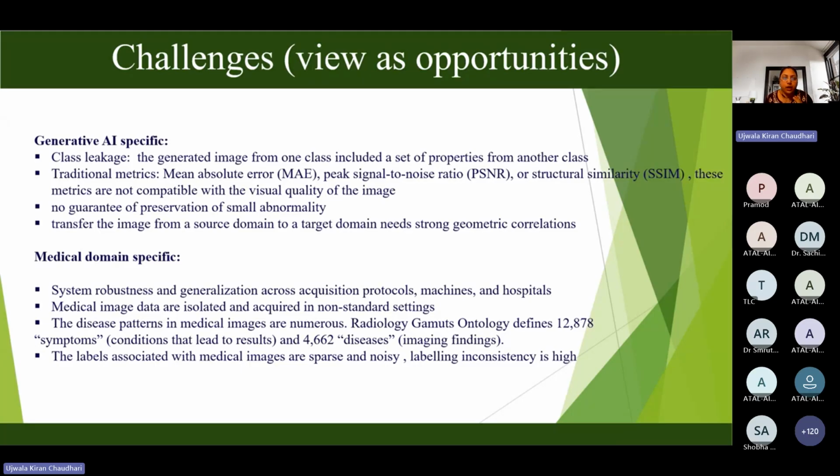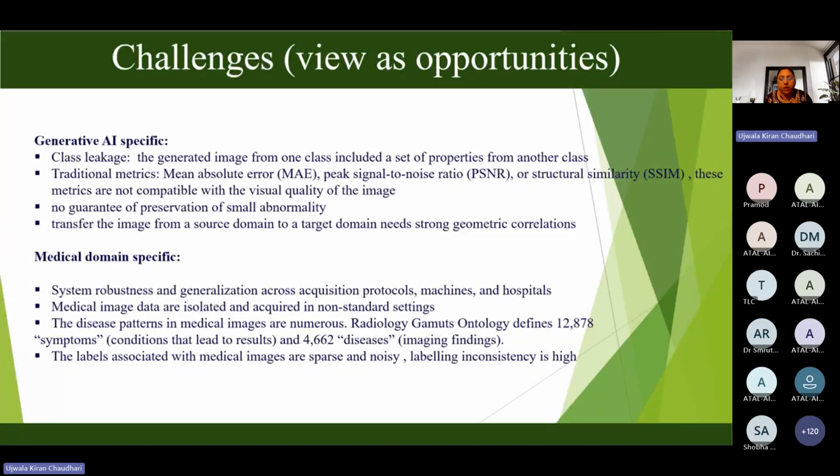And then for the medical domain specific challenges, as I said, the medical field always expects a generalized solution. But even in the example we have seen, fetus abnormality detection, can we really make it a generalized one? Because it very much depends on the geography. So probably there would be a different set of models for a particular area or region.